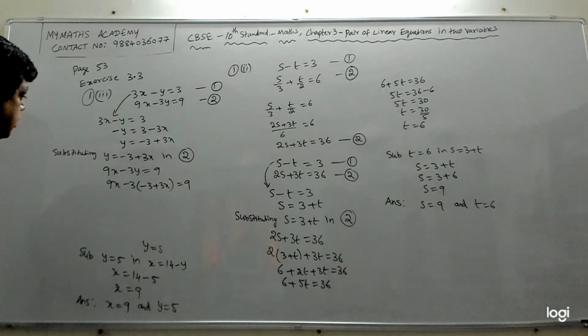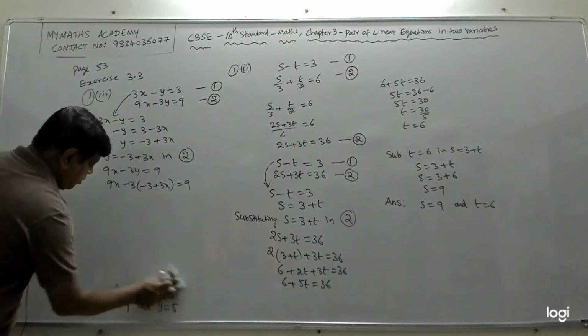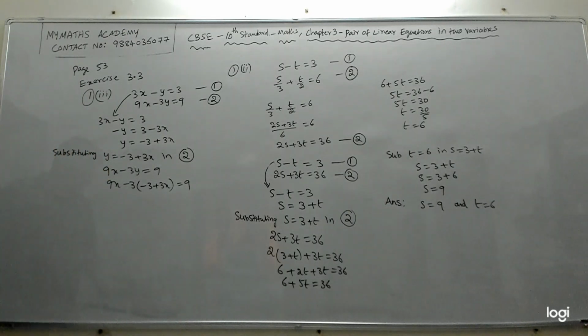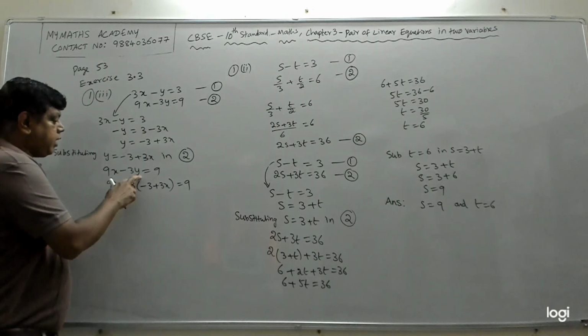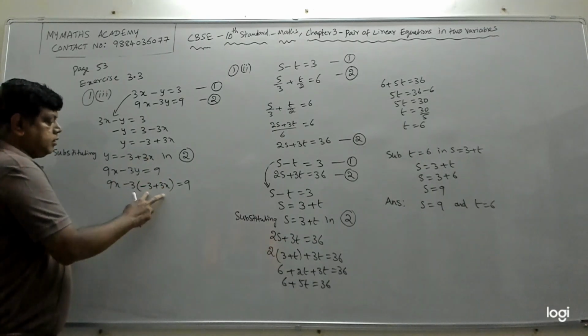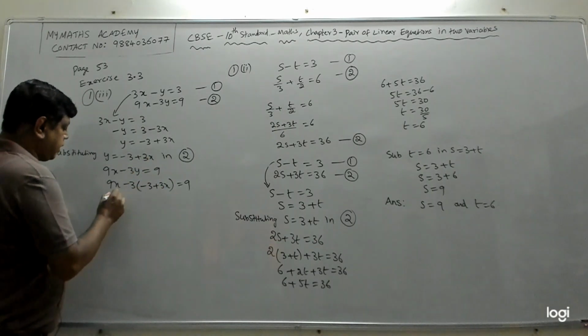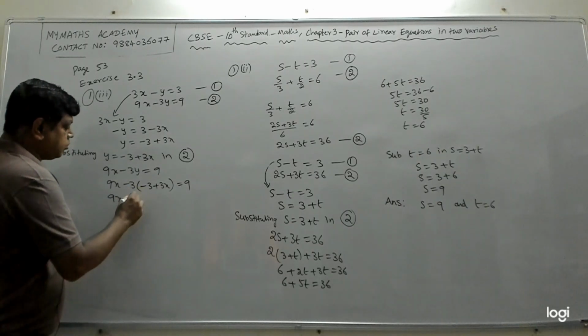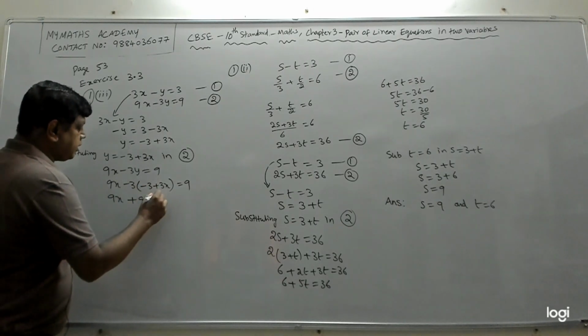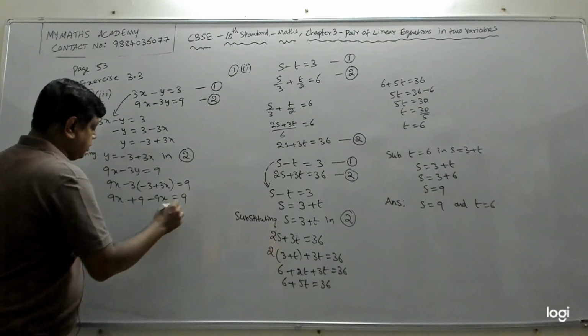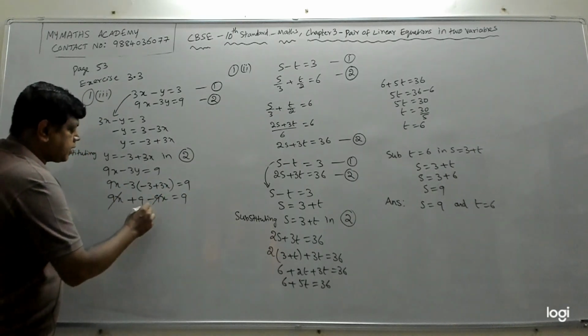Right? So what do we get? I'm substituting minus 3 plus 3x in the place of y. So we get 9x minus 3 into minus 3 plus 9, this is minus 9x equal to 9. This is plus 9x minus 9x, they get cancelled. You get 9 equal to 9.